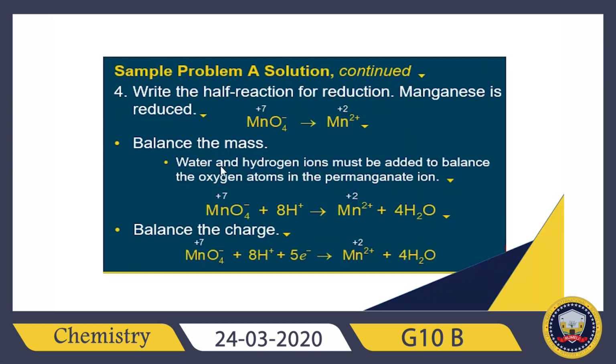So after balancing the mass, we need to balance the charge. As you can see here, the charge on this side is positive 7, on the other side is positive 2, so we need to reduce or decrease the charge here. How? By adding 5 electrons. So we add 5 electrons on this side so we can balance the charge.